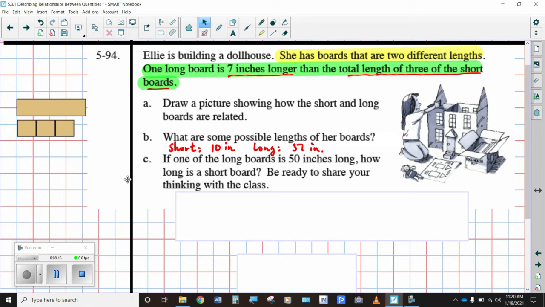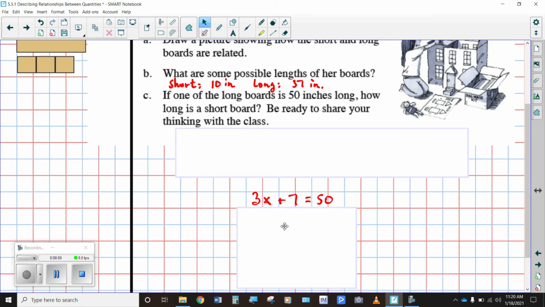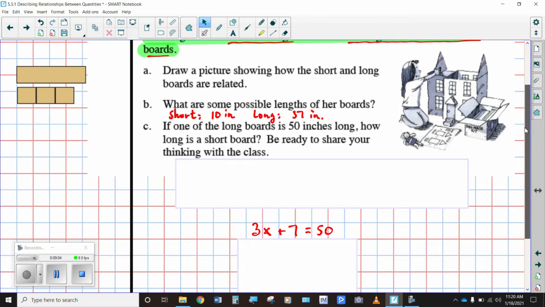Totally okay. So now, if one of the long boards is 50, how long would the short boards be? Let me go ahead and show the work first, and then I'll declare the answer. This is how we would set this up. If we were to say... oh, wait, hold on for one moment. Hold on. Got it. Okay.